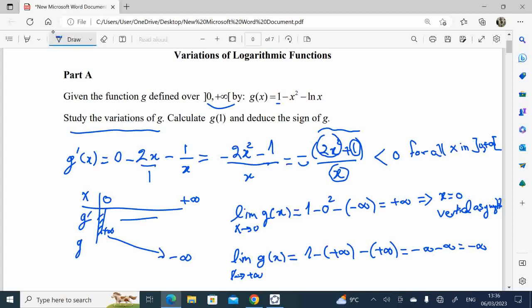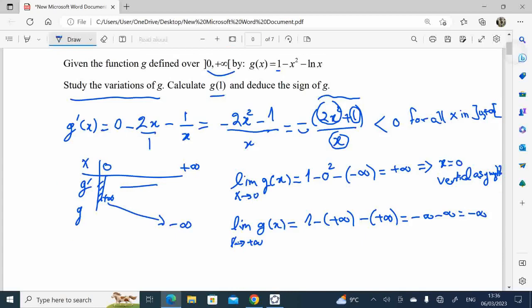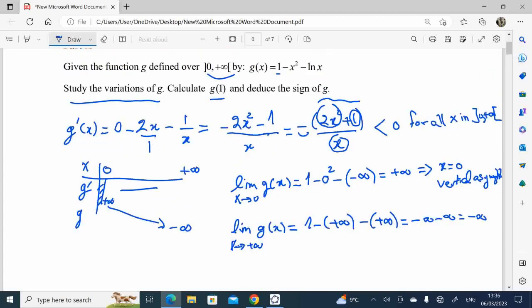Now we have to calculate g of 1. How to calculate g of 1? So simply we substitute 1 instead of x in g of x. So g of 1 is going to be equal to 1 minus 1 squared minus ln 1. So this will be 1 minus 1 squared, which is 1, minus ln 1, which is 0. So we get 1 minus 1, which is 0. So g of 1 is 0. So it means if x is 1, g of 1 is going to be 0.